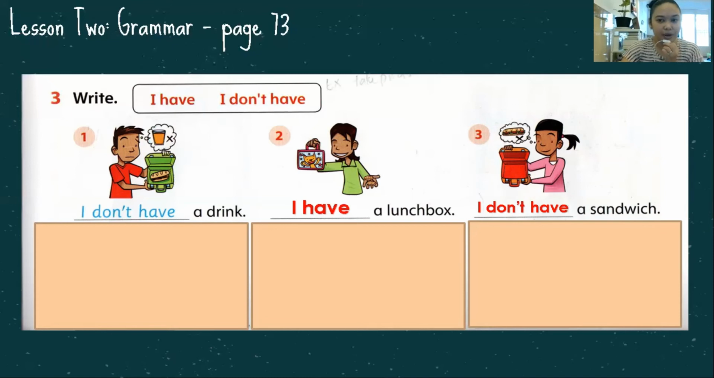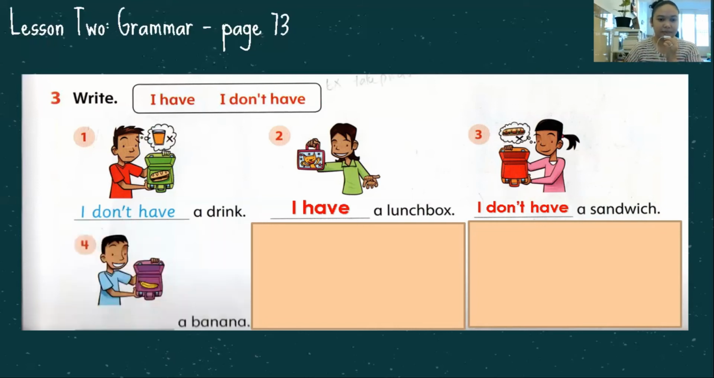Let's move to number 4. Look at the picture. A banana. Is it I have or I don't have? Write the answer on your board. The correct answer here is I have. Yes, I have a banana.